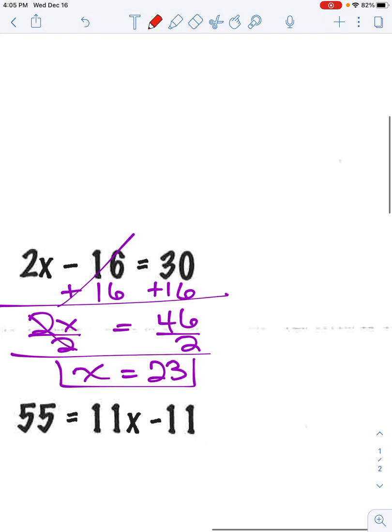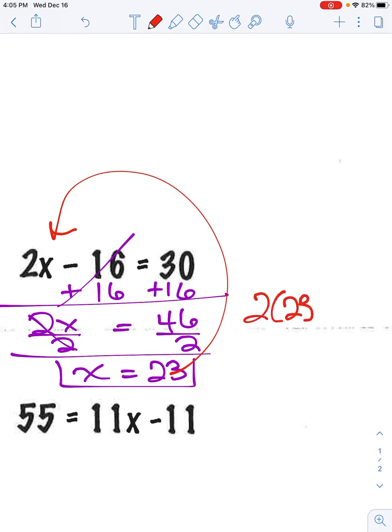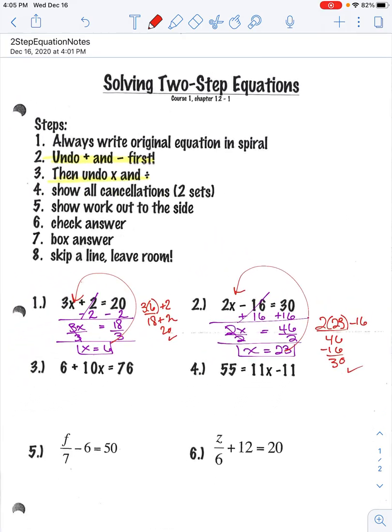And then we'll check our work. We're going to put 23 back in for x. 2 times 23 minus 16. That's 46. Minus 16 is 30. It checks out. Okay. Go ahead, pause the video. Go ahead and try 3 and 4, and then unpause, and let's see if you got these correct.